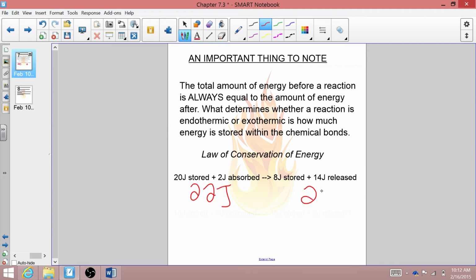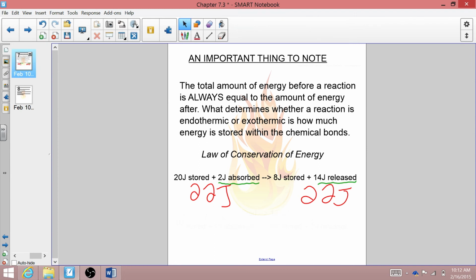So the total amount of energy before and after is exactly the same, and the universe won't let anything else happen. It always has to stay the same. But we would call this an exothermic reaction because we get 14 joules of energy released in the end where we only had to put in 2 joules to begin with. So we get much, much more energy out of the end than we had to put in at the beginning. And the rest of the energy is stored within those chemical bonds.